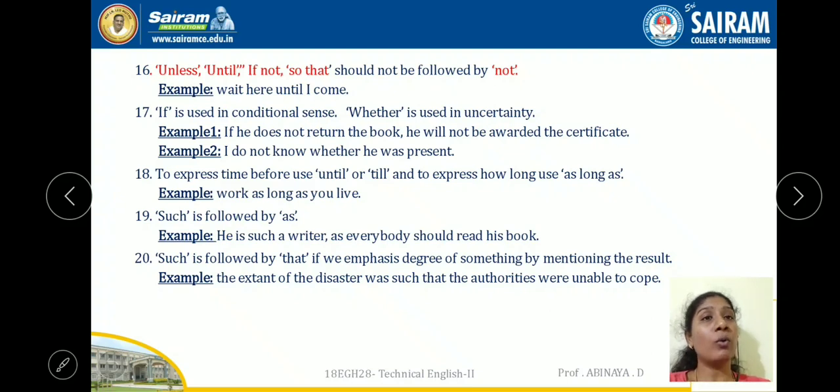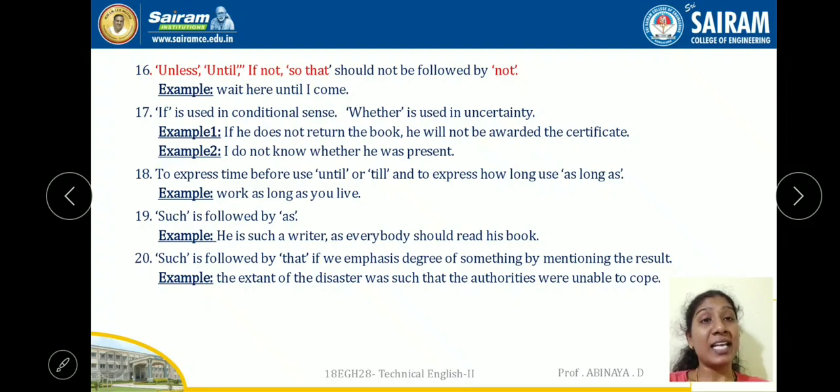So I don't know whether he was present. The difference between "if" and "whether" is that "if" has to be used in conditional phrases and conditional senses, and "whether" has to be used for uncertainty.